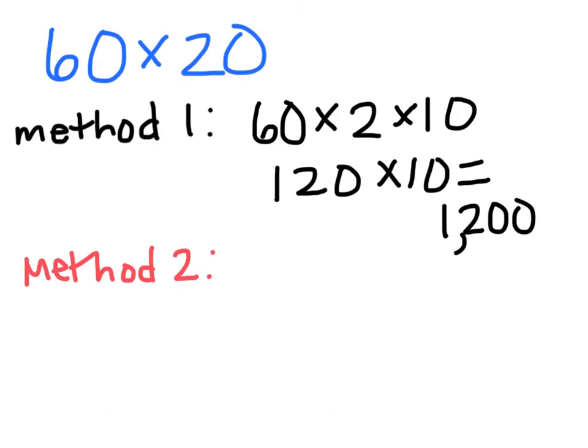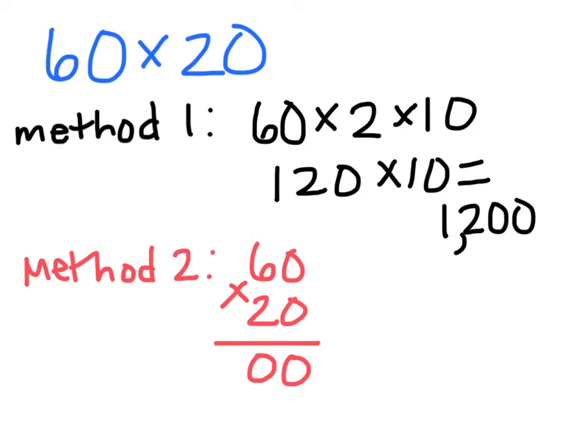In method 2, we'll line up our problem vertically, 60 times 20. Once again, we'll multiply our top number by the ones place of our bottom number, so 0 times 60 gives us an answer of 0. Now we multiply our top number by the tens digit on our lower number, so 60 times 2. 2 times 0 gives us a 0 in the tens column. 2 times 6 is 12. And here is our answer of 1,200.